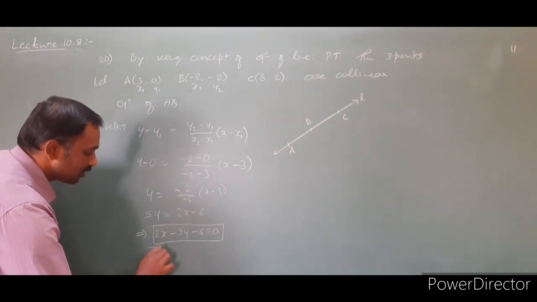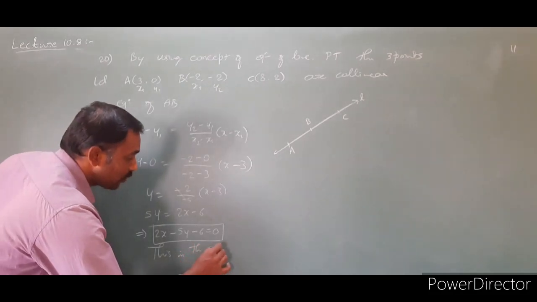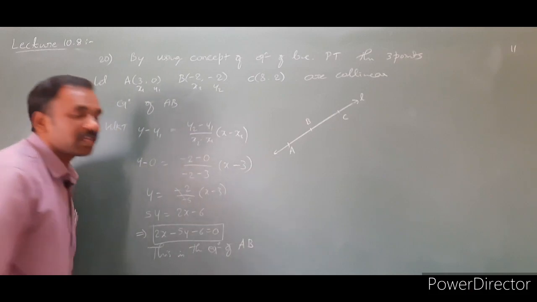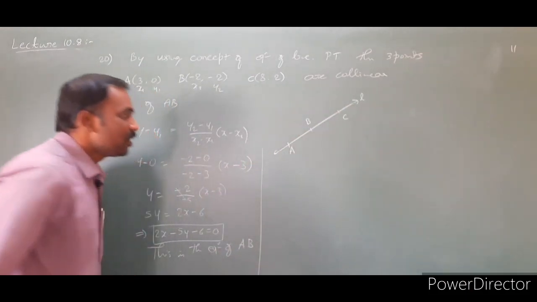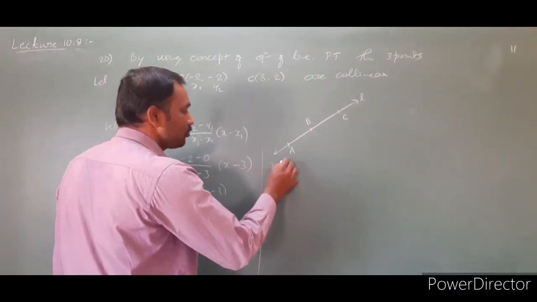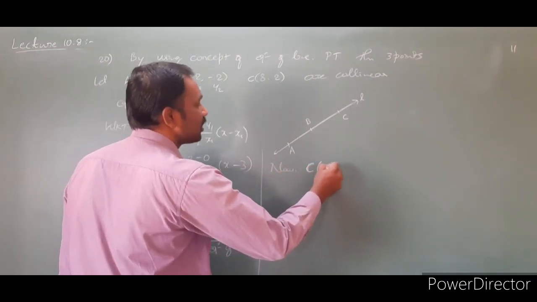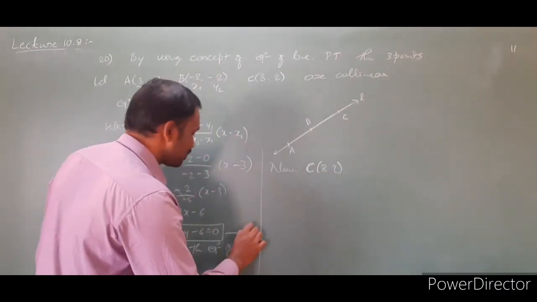What is this? This is the equation of the line AB. Equation of the line AB, we can extend it. Now the C point. What is the C point? 8 comma 2. Call this equation number 1.